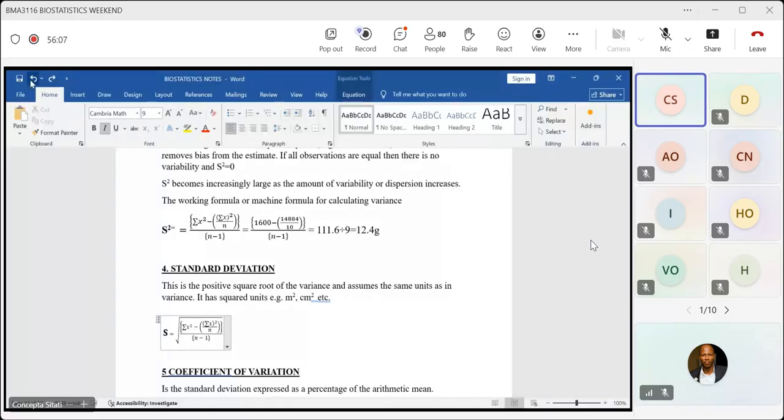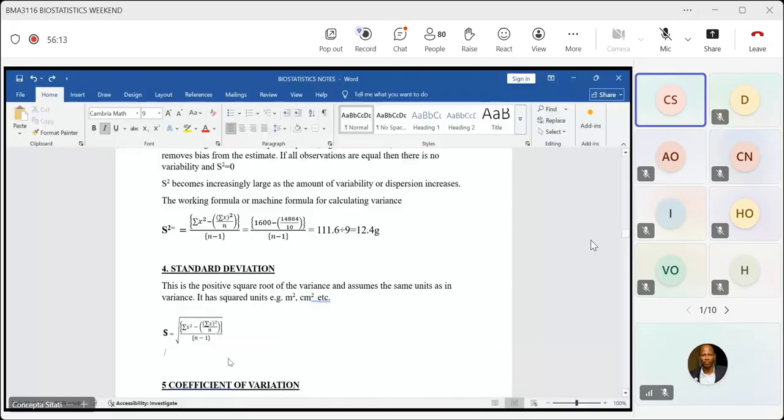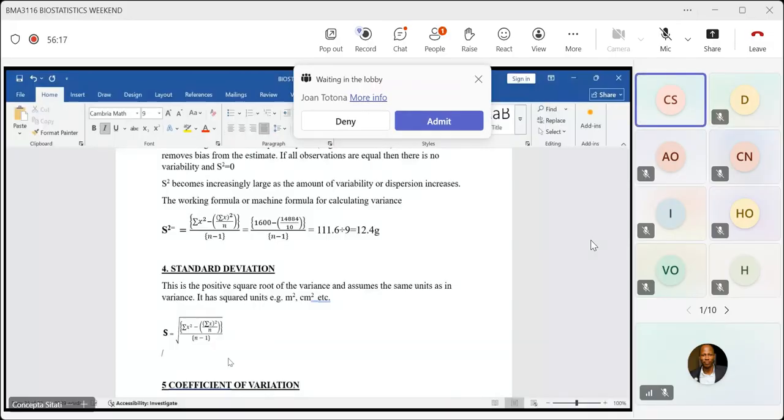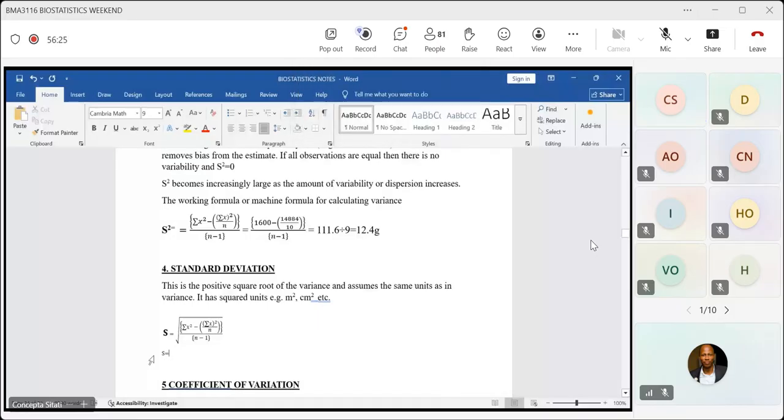So we have 12.4. So what will be our variance? Not variance, standard deviation. Standard deviation will be the square root of 12.4.